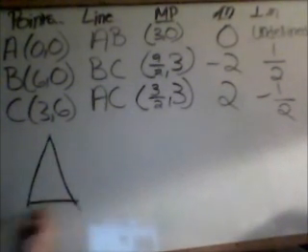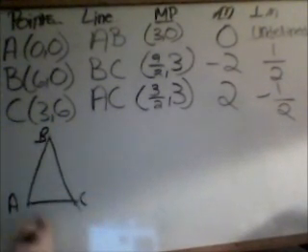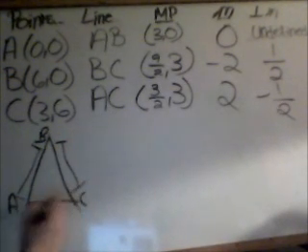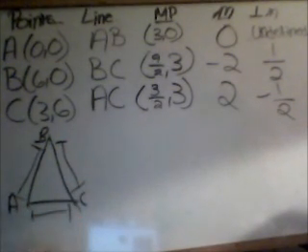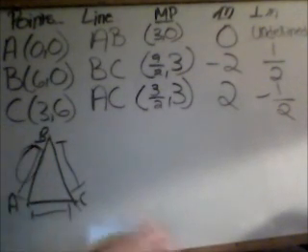say, where this is A, this is B, and this is C, you need to know what line AB's equation is, line BC's equation is, and what line AC's equation is, in order to figure out the lengths of those lines.